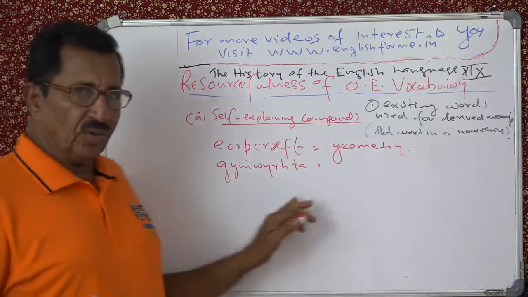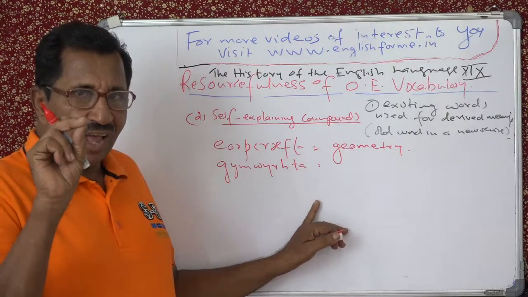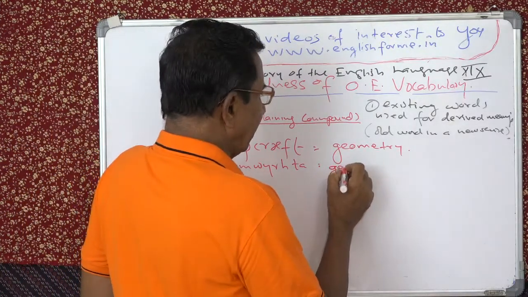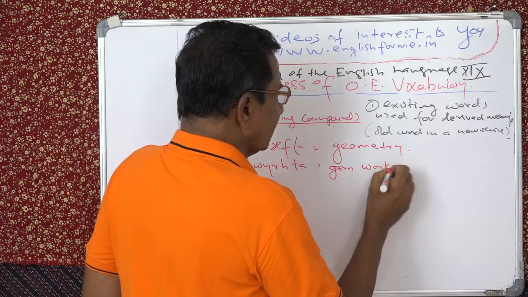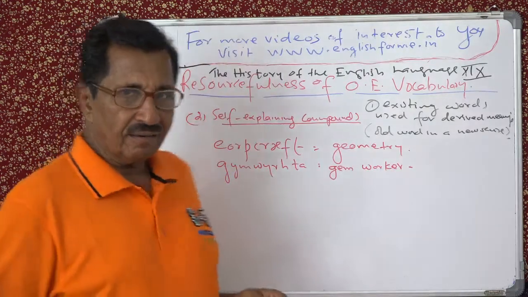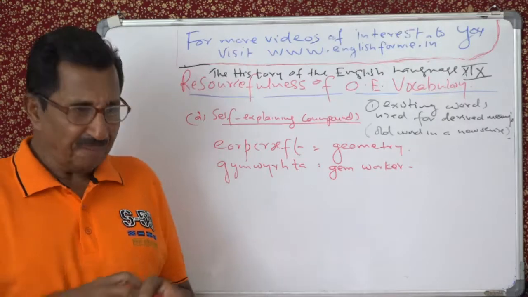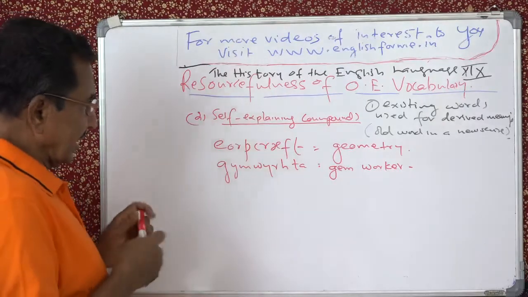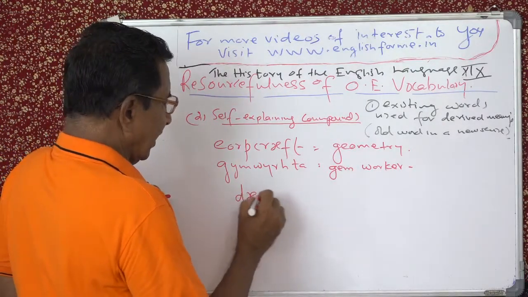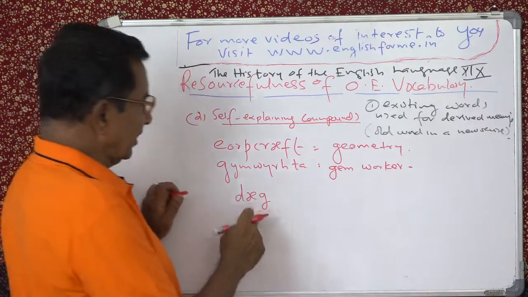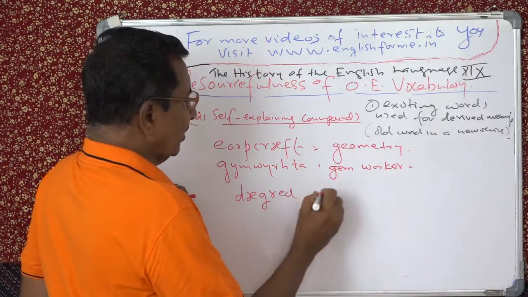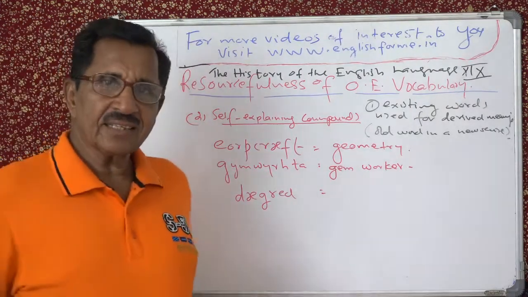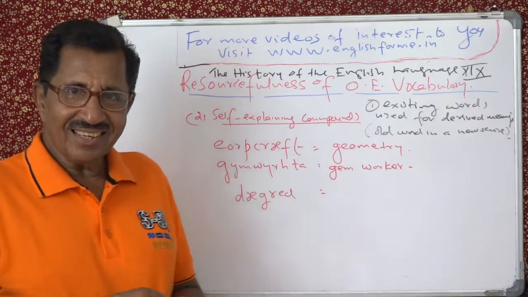Jimvrta. Jim, you know already the word. Gem. Vrta, worker. Gem worker. That's the meaning. Who is a gem worker? A jeweler. That is it. Jimvrta, jeweler. Earth craft, geometry. Understand? Then you have dag-rut. Another word. Remember this spelling, Old English. Dag-rut. What could be the meaning? Dag, day. Day-rut. When is the day-rut? Morning. Dawn. So that is the meaning.